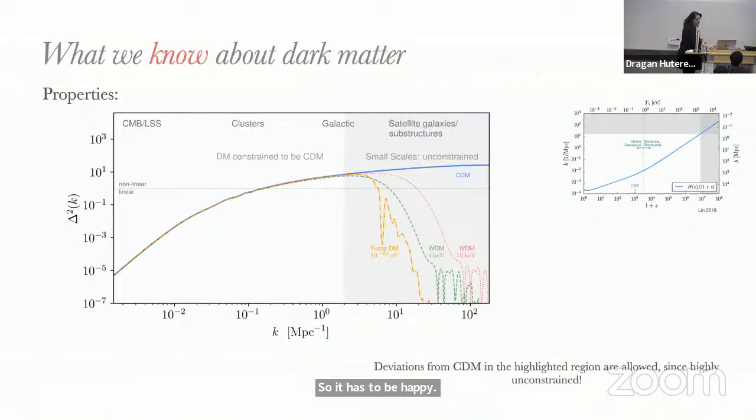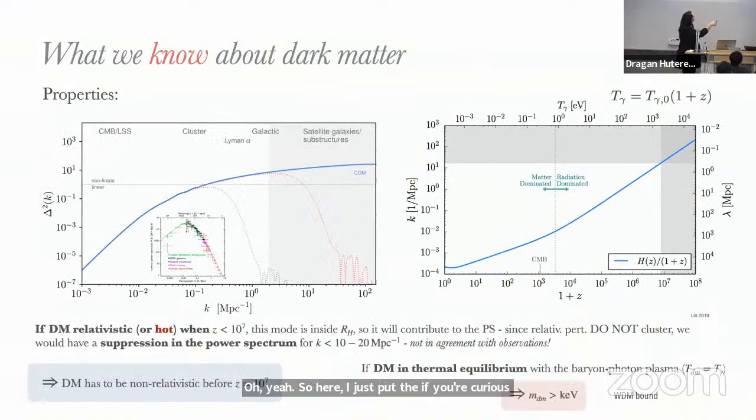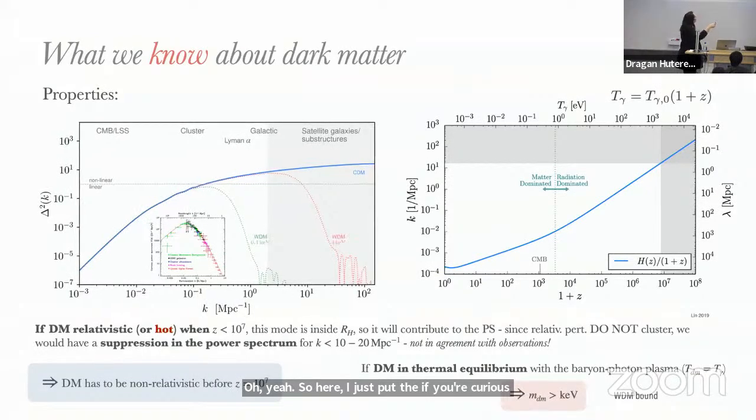Here I just put, if you're curious about what those suppressions are, those are just warm dark matter candidates with this mass. So this is 4 keV, so it's heavier than our bound. This means that at redshift 10 to the 7, this was cold already. But if this is something like 100 eV, this was still warm when it enters the Hubble radius, so it's going to suppress the power spectrum. And this is not allowed by the data we have nowadays.